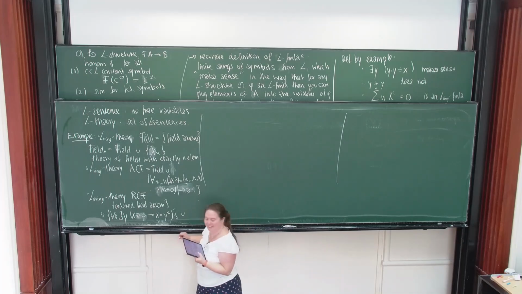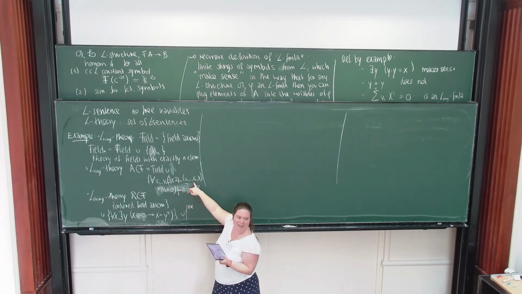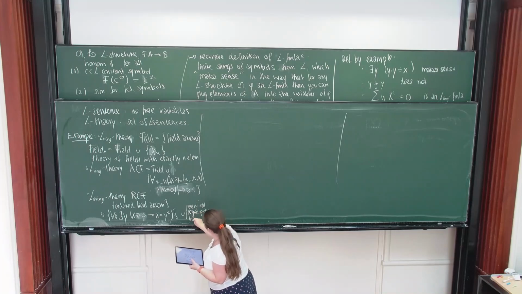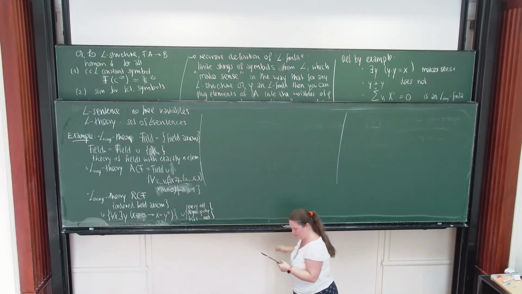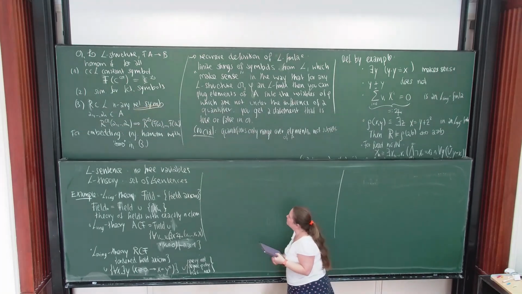So, let's just write it. And I'm sure you can now work out how to say this from this. Every odd degree polynomial has a root. So this is called the theory of real closed fields.